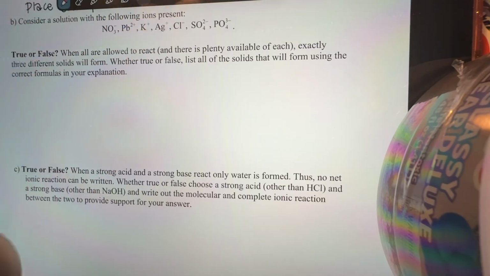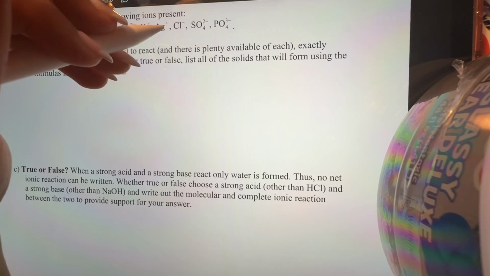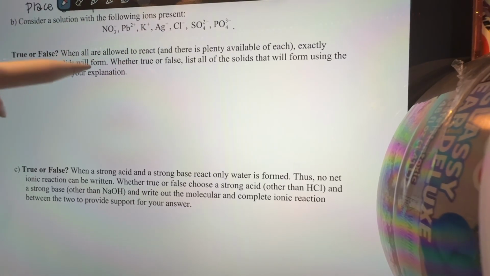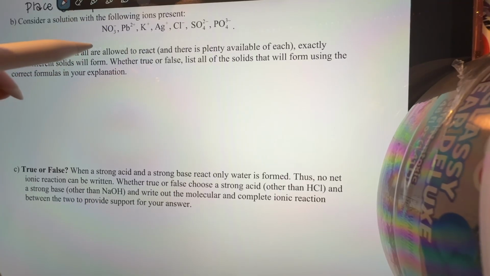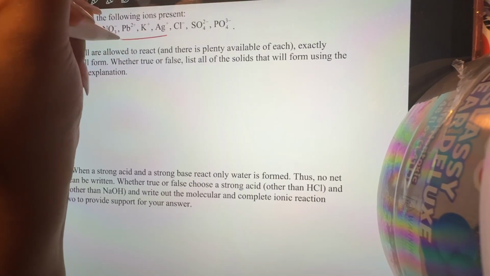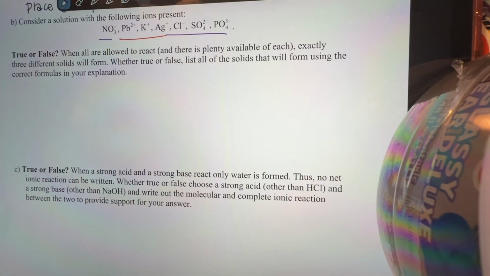Okay, I'm going to separate them into cations and anions, and my game plan is to take each anion and pair it with all the different cations, and then use my solubility rules to figure out which are soluble and which are insoluble. So that's my plan. These are cations, and these ones are anions.